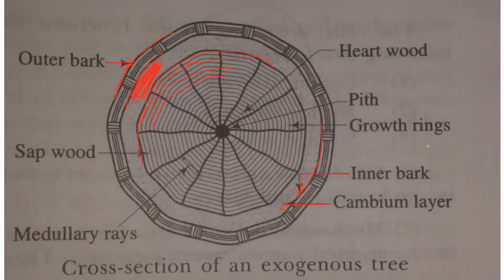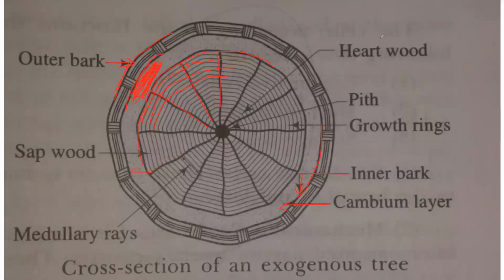After growth rings, there is one more line, which is going perpendicular to the growth rings. You can see this line, which is almost perpendicular to the growth rings. These lines are called medullary rays. You can see it is there here.